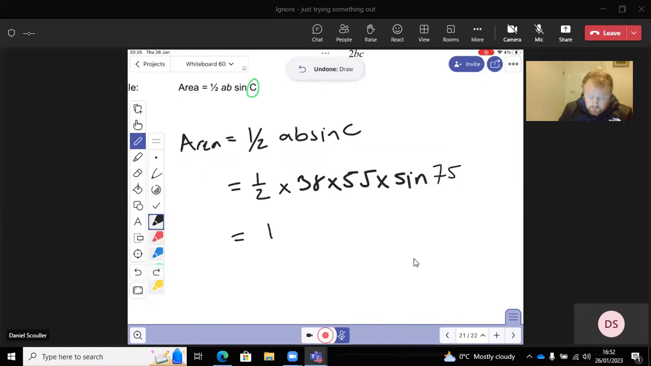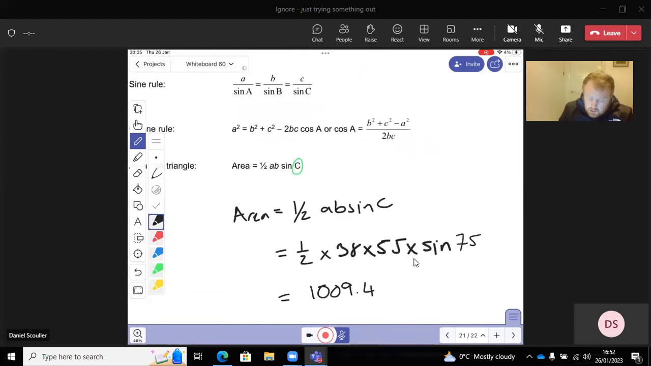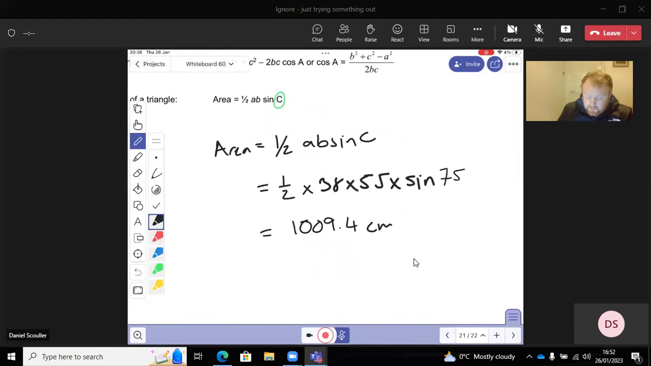1009.4. What are we working with? We're working with centimetres. So the area, remember, is centimetres squared. So the area of the triangle is 1009.4 centimetres squared. Now, we want this area of the sector as well.